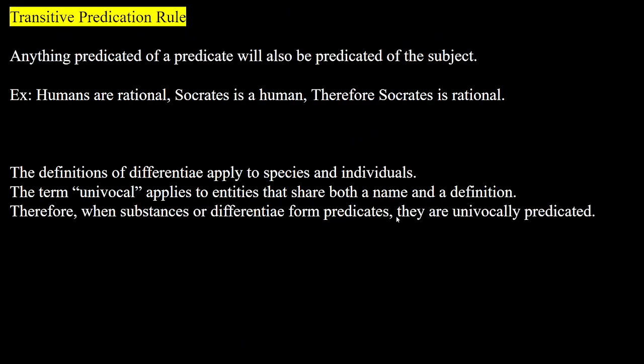Okay. And so we need to know about the transitive predication rule. Anything predicated of a predicate will also be predicated of the subject. For example, humans are rational, Socrates is a human, therefore Socrates is rational. Recognize that? Deja vu. It sounds way similar to a syllogism, which it is basically. The definitions of differentiae apply to species and individuals, and the term univocal applies to entities that share both a name and a definition. Therefore, when substances or differentiae form predicates, they are univocally predicated.